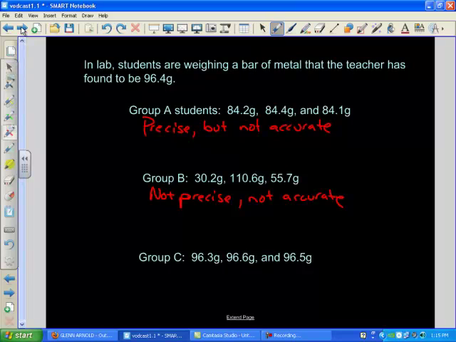We look at Group C: 96.3, 96.6, 96.5 grams. That's all three darts in the bullseye, all three measurements where you want them to be. Those students are precise and accurate, and that's what we're looking for. And this is just a short little example of me being a little precise and accurate.